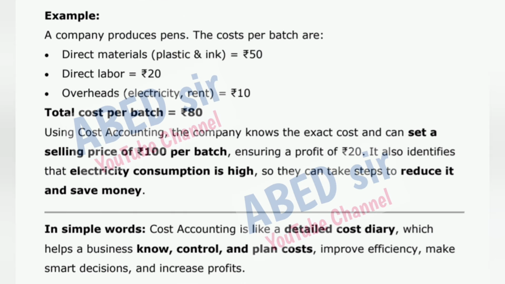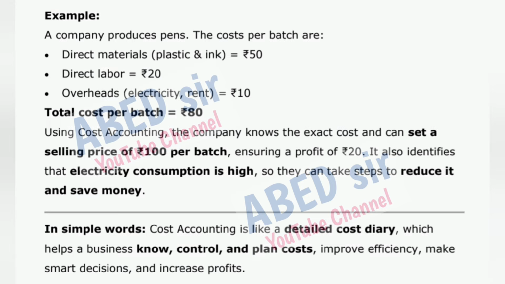Example: a company produces pens. The costs per batch are: direct materials, plastic and ink, equal to 50 rupees. Direct labor is equal to 20 rupees. Overheads, electricity and rent, equal to 10 rupees. Total cost per batch is equal to 80 rupees. Using cost accounting, the company knows the exact cost and can set a selling price of 100 rupees per batch, ensuring a profit of 20 rupees. It also identifies that electricity consumption is high, so they can take steps to reduce it and save money.